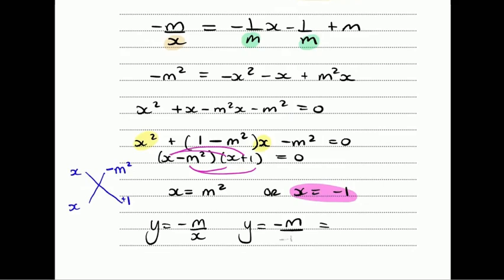Sorry, I'm not plugging in my y. I need to plug in my x, which is m squared. And this is going to get me to minus 1 over m. So my coordinates for Q are now m squared and minus 1 over m. Okay, I just want to make sure that I've got that. Okay, that is the correct answer.